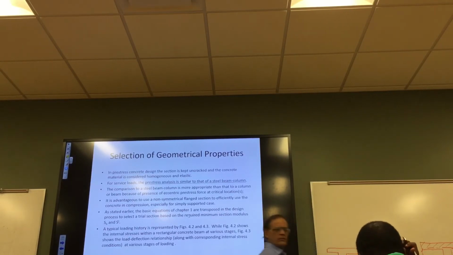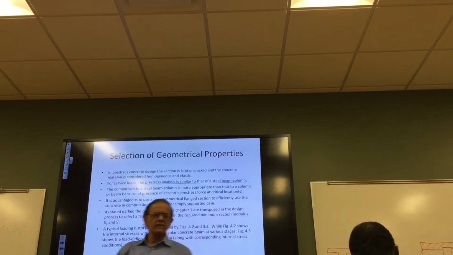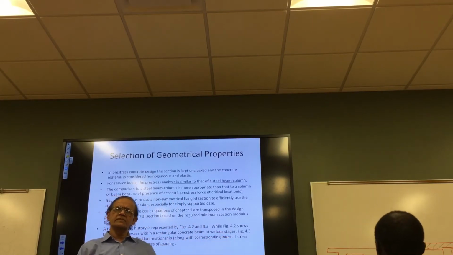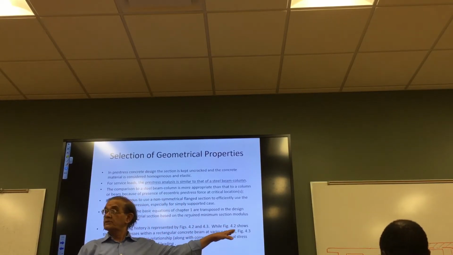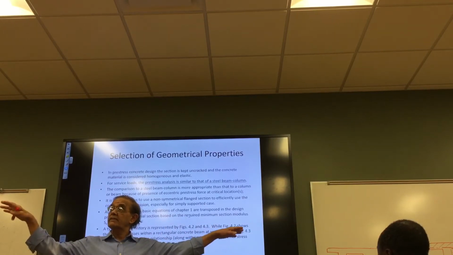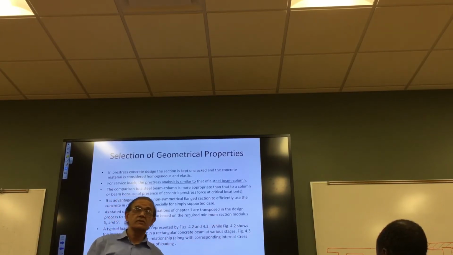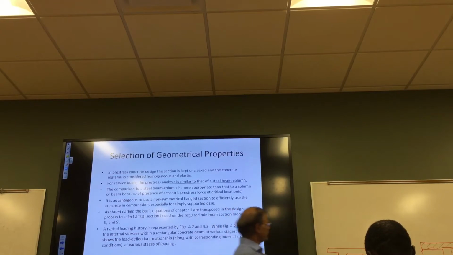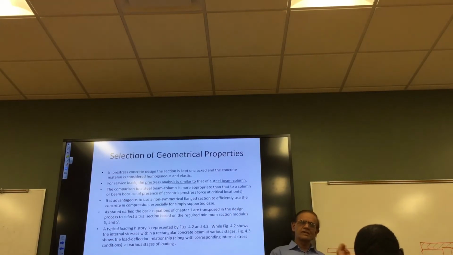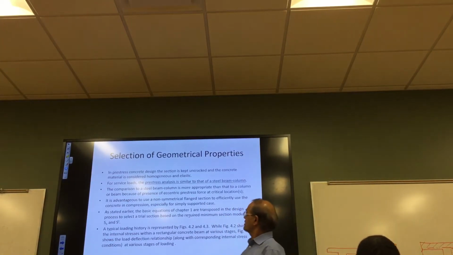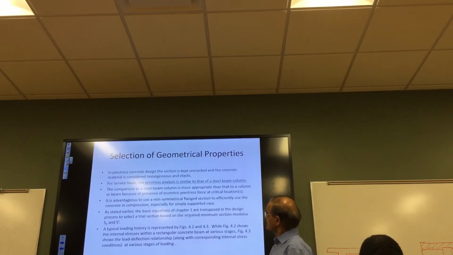This is very common. If you go to hotels and all, you will see this is not uncommon. On top of swimming pools, long spans, 80 feet wide and all, this is what you typically use. This one is not that wide. There is a slight taper. I got the example here. All right, so its advantages: you use a non-symmetrical flange section.